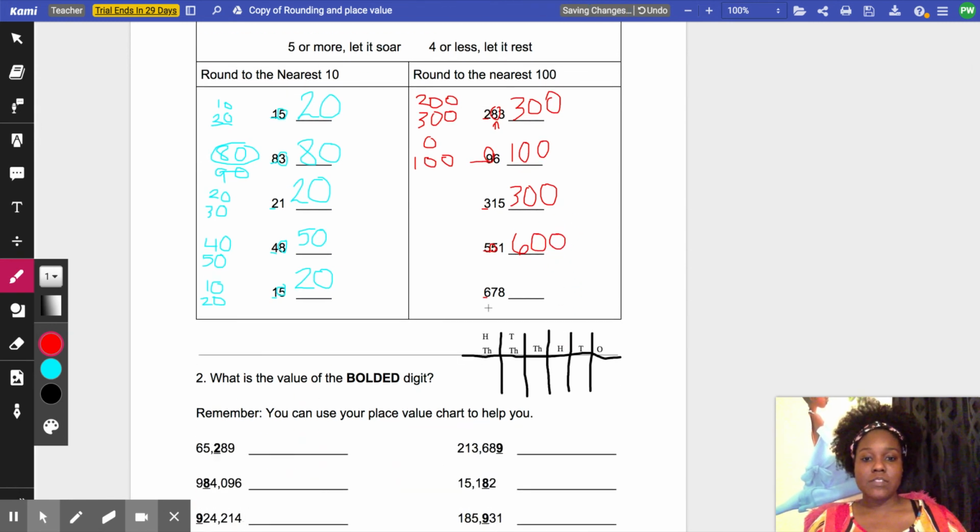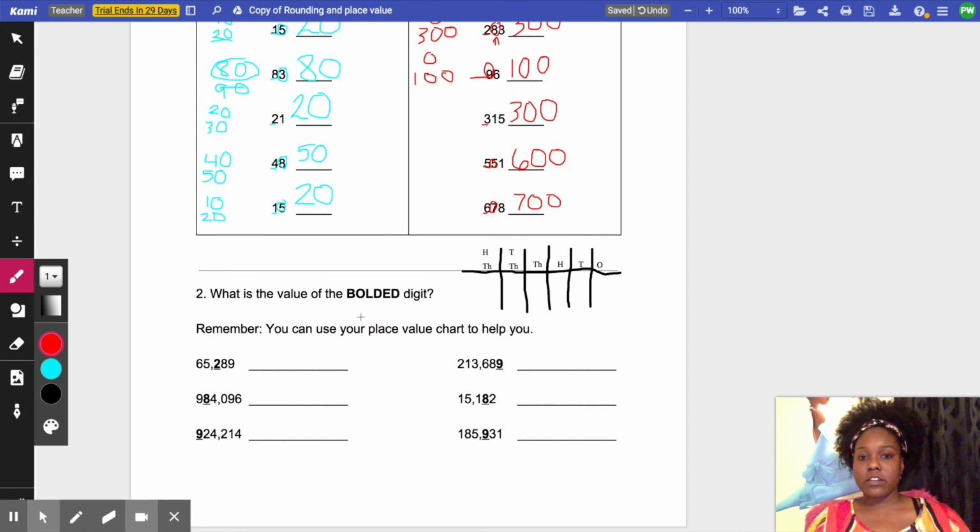On this next one, I have 678. I circle my number next door. It is a 7. So I'm going to round it up. 6. The next 100 would be 700. So this is going to round up to 700.